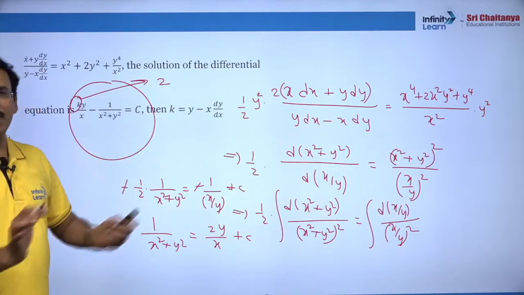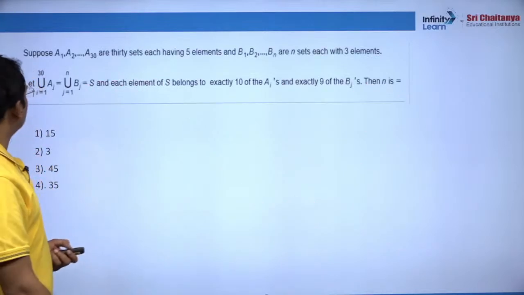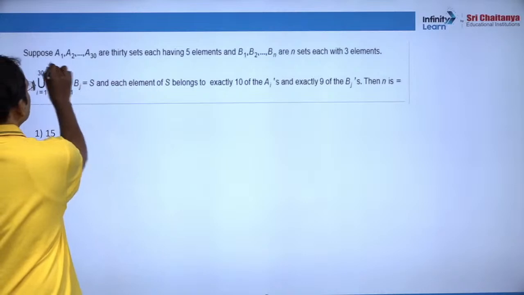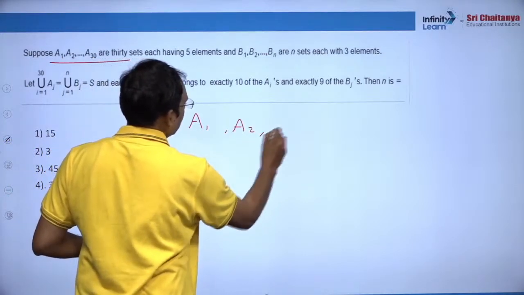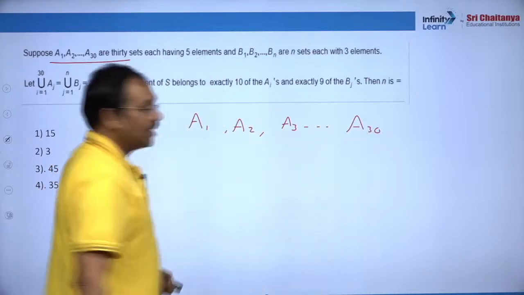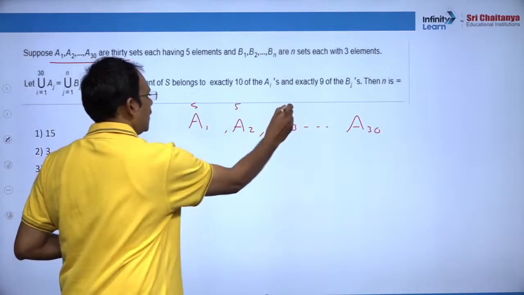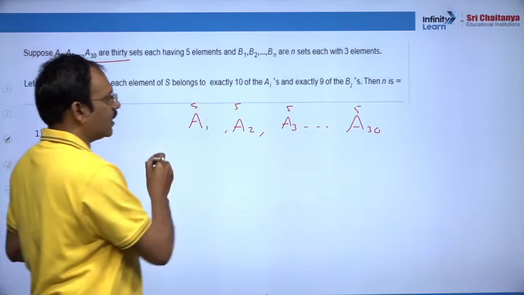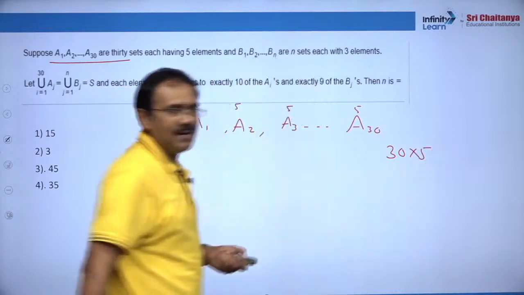So just a little bit of alignment of the differential equation, that is it. Then the second question, this is a standard previous question. There are 30 sets A1, A2, A3 and so on up to A30. Each set is having 5 elements each. So if I simply put them on the ground, you will get 30 into 5, that is 150 elements.